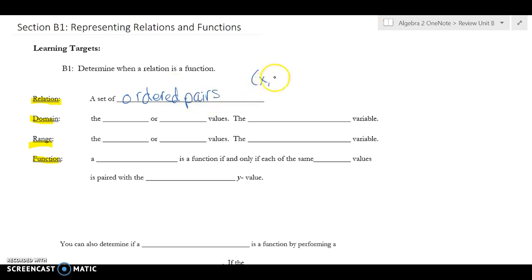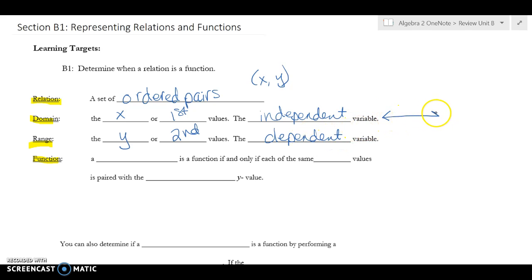So remember, it's x, y. When we talk about relations, they have two things. The domain is the x value, or the first values. It is also the independent. And then the range is the y, which is the second values, and that's the dependent. So remember, domain goes left and right. Range goes up and down.